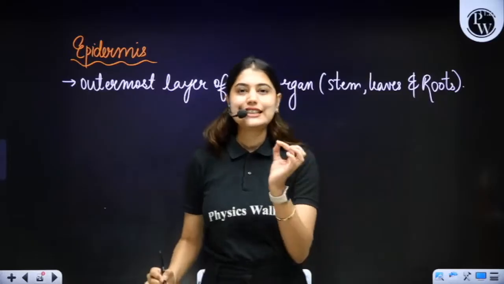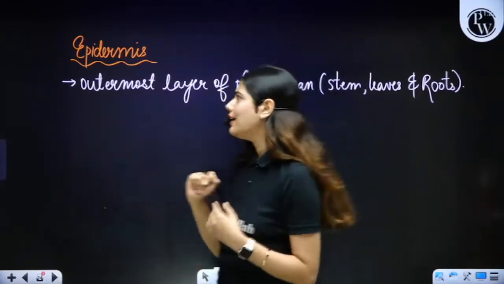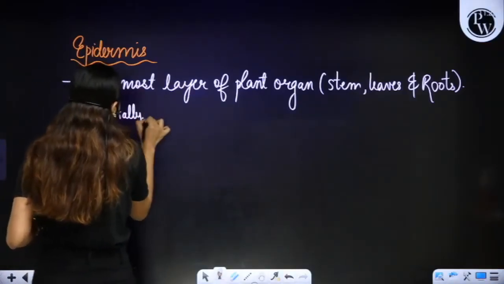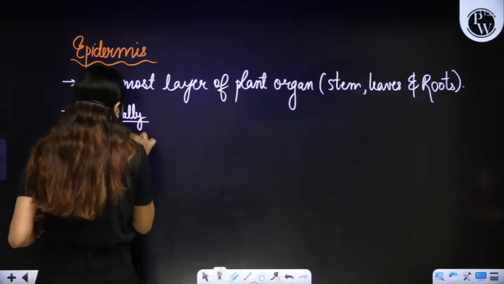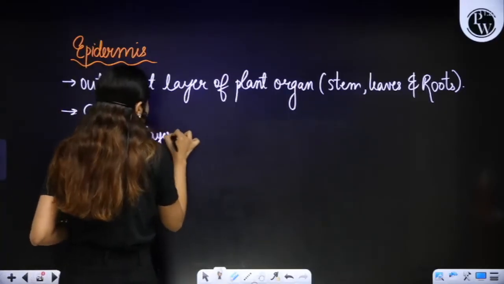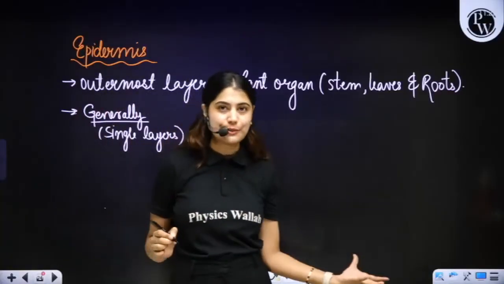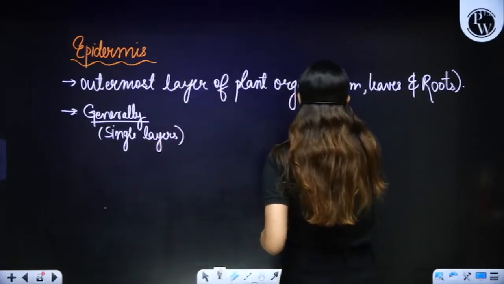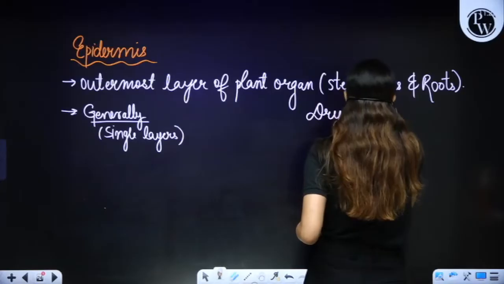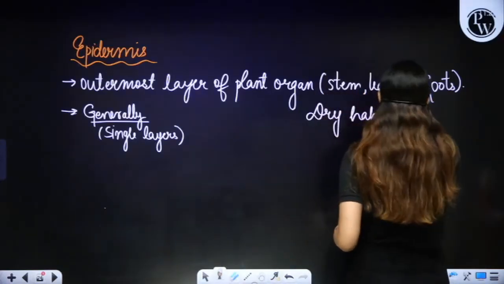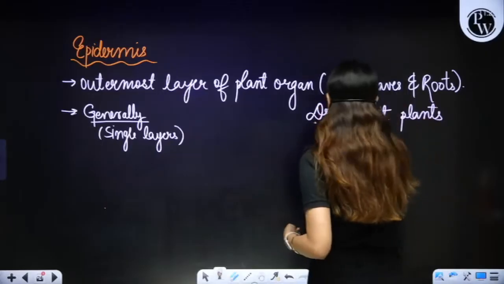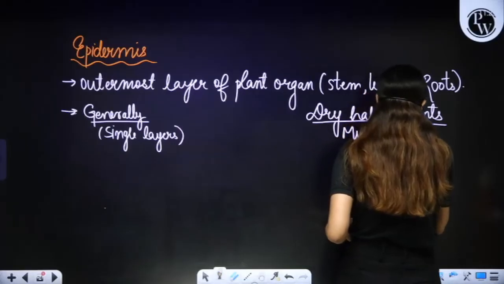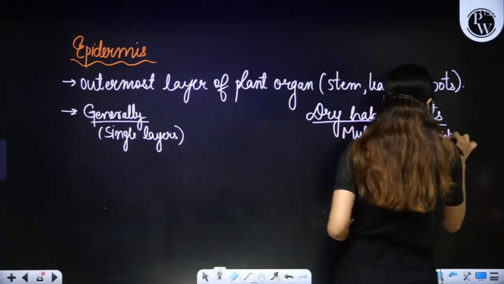Now generally this epidermis is a single layer, right? A single layer of cells is there. So generally we're going to find a single layer of epidermis. But if we talk about the plants which grow in the dry habitat, the desert plants, they have a multi-layered epidermis. Can you think of any reason why? Yes, because they have to prevent the water loss. For the dry habitat plants, it is multi-layered and thick. There will be many layers, right?